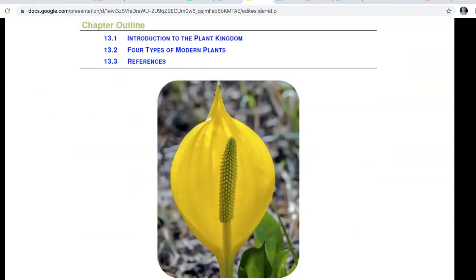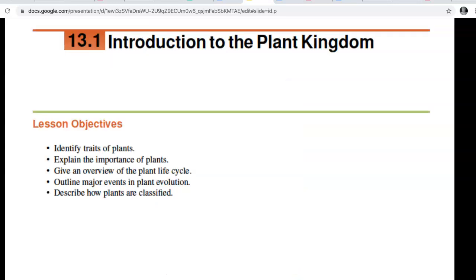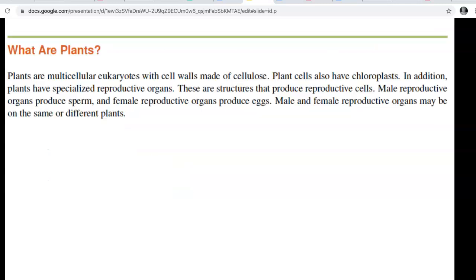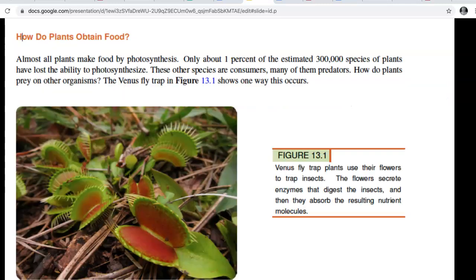In this chapter, I'd like you to read 13.1 and 13.2. Don't worry about 13.3. I'm going to highlight what things are important for the quiz and important for you to study. So let's take a look at this. What are plants? They're multicellular eukaryotes with cell walls. Plant cells also have chloroplasts. A lot of this is review for us.